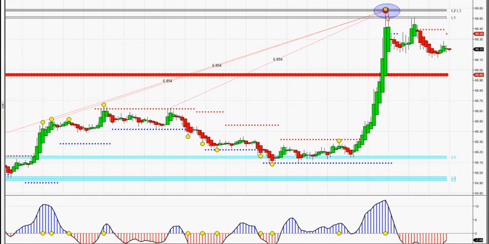So this is an artificial push up in the market. What they do is they take all the stops out and then they just reverse the market back down with overall trend direction.